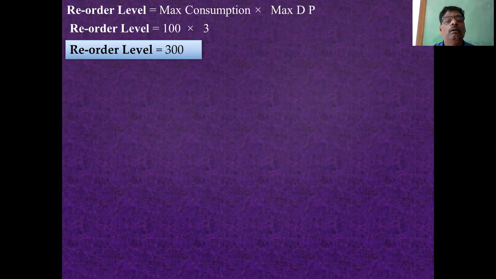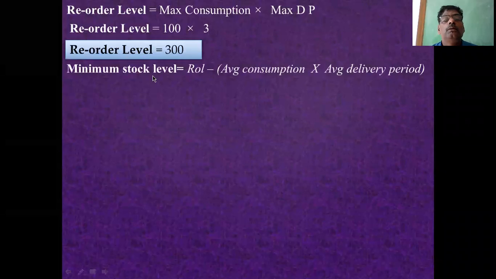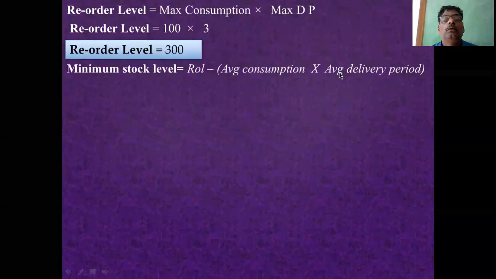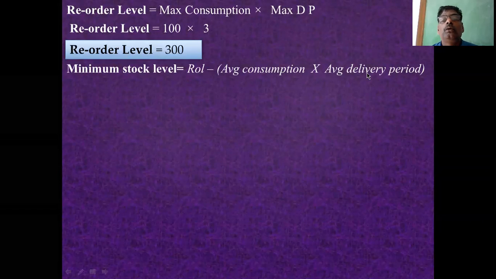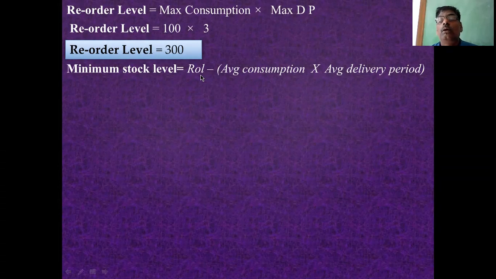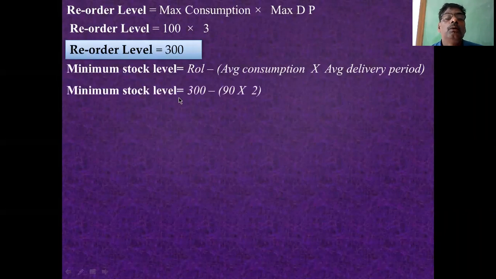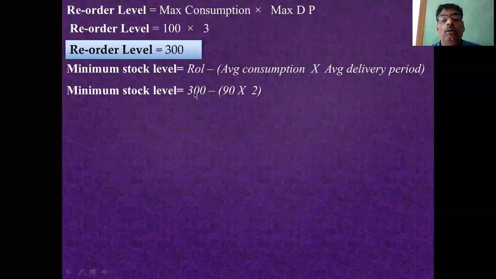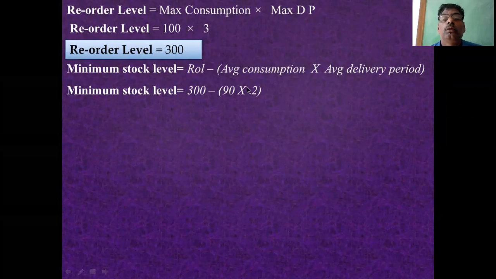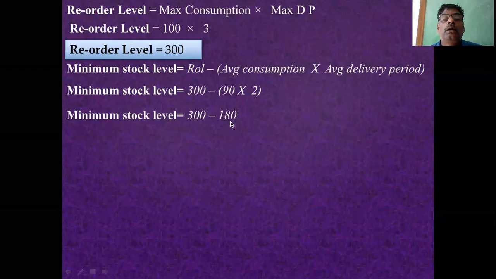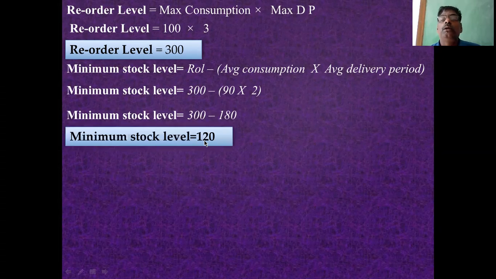Okay, reorder level. Then minimum stock level is equal to reorder level minus average consumption into average delivery period. That is 300, the reorder level, minus 90, the average consumption, into average delivery period of 2, which is equal to 300 minus 180, which is equal to 120. 120 is the minimum stock level.